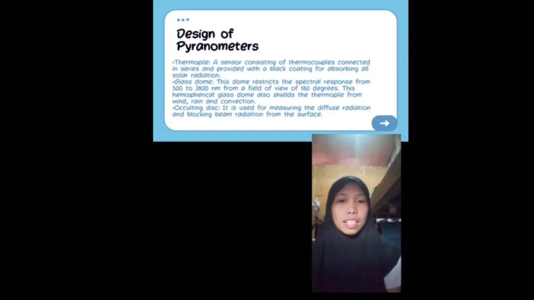And the other one is the occulting disc. It is used for measuring the diffuse radiation and blocking beam radiation from the surface.